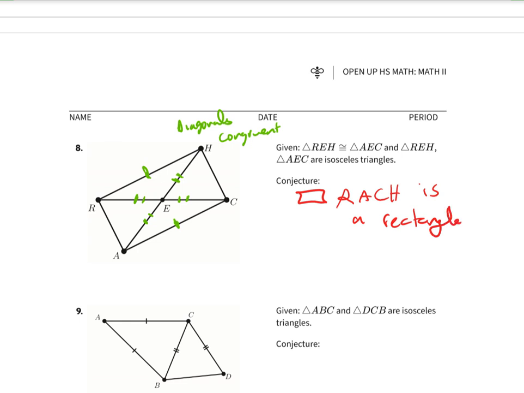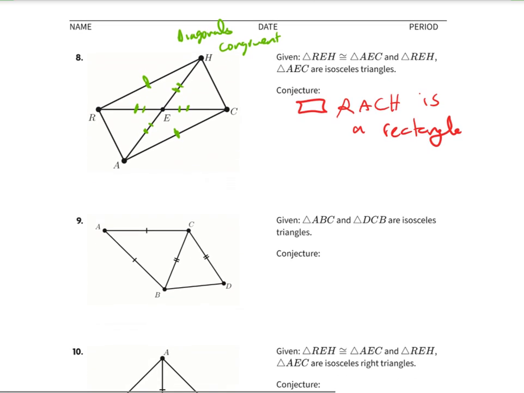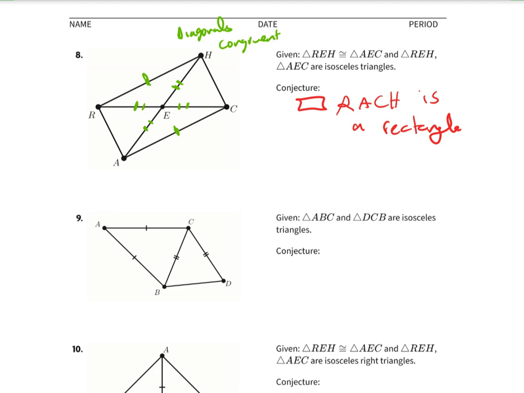All right, number 9. This doesn't look like anything to me. But let's go with what we know. We got two congruent sides. There's nothing that indicates that this would be anything. So let's say ACDB. We'll just say it's a quadrilateral. It does not look to be anything else.